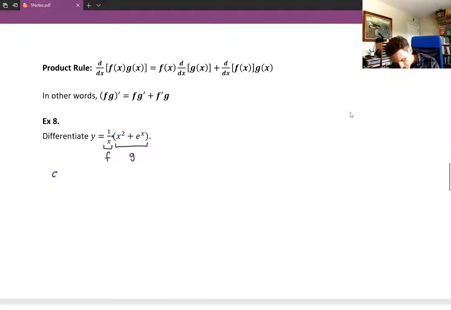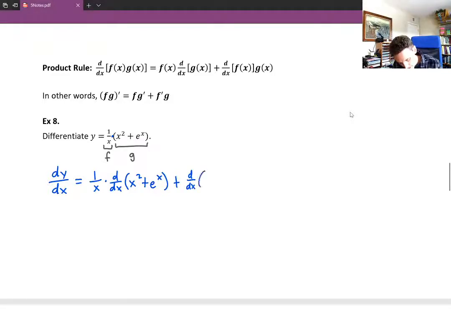And so if I want to find dy dx, which remember means the derivative of y with respect to x, then following the product rule, I want to take f, which is 1 over x, times the derivative of g, so the derivative of x squared plus e to the x, plus the derivative of the first function, so derivative of 1 over x, times the second function. So that's x squared plus e to the x.